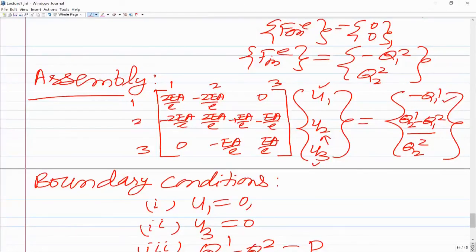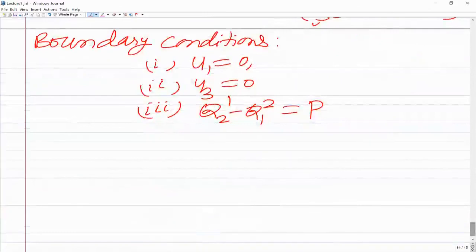But in FE solution, whether it is statically determinate or indeterminate, we handle the problem exactly the same way. We don't have to do anything else. So now you have this q21 minus q12 equal to p. Now the next step is solution.